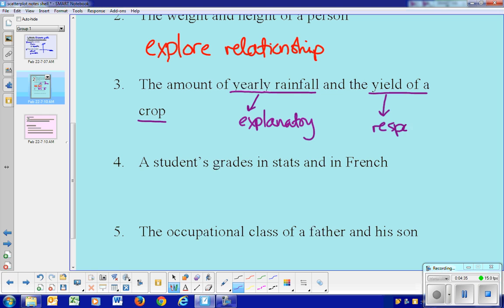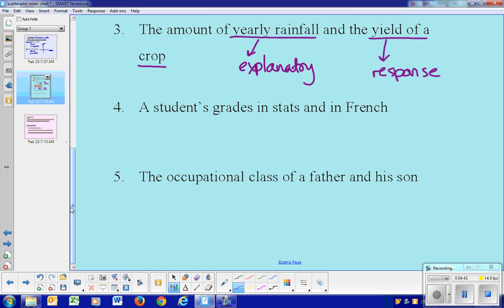Again, denoting this doesn't mean that it's only rainfall that matters. Certainly fertilizer, sunlight, and so forth, soil condition, has something to do with the yield of the crop as well. It's just saying it is a cause, not that it's the cause. Number 4, the students' grades in stats and their grades in French. Does one of these cause the other? When you do well in this class, do you do better in French? When you do better in French, do you do better in stats?